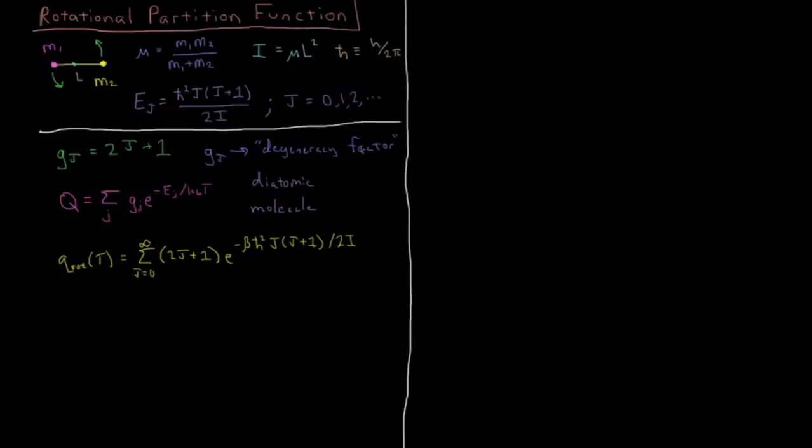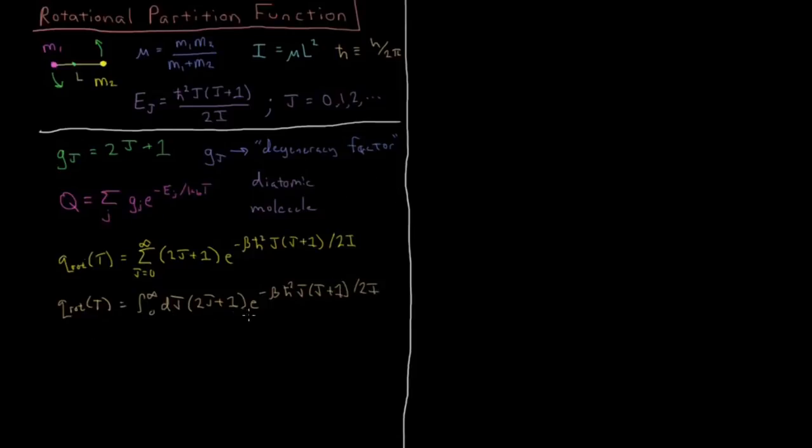So what we're going to do is approximate this sum as the integral from 0 to infinity with respect to j of 2 times j plus 1 times the Boltzmann factor e to the minus beta h bar squared j times j plus 1 over 2I.